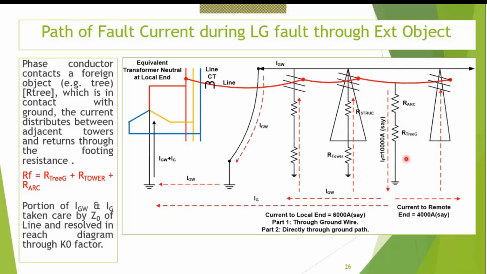Now what happens when a tree touches a conductor? The tree can touch directly, or in general when there is wind flow and the tree is touching, an arc will pass from the conductor to the tree to the ground, and it will get distributed to the local end and the remote end. Let us say 10,000 ampere is the fault current, and 6,000 ampere is coming to the local end, and 4,000 ampere is going to the remote end.